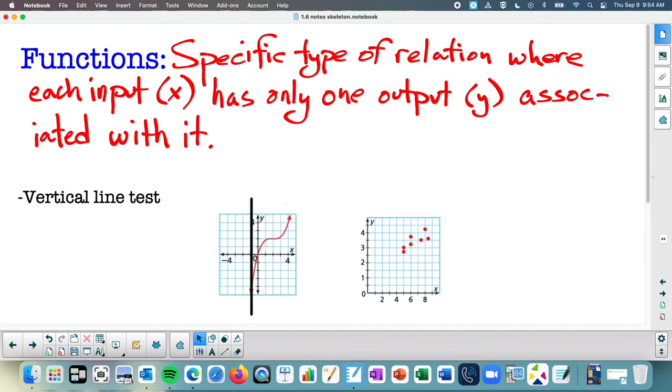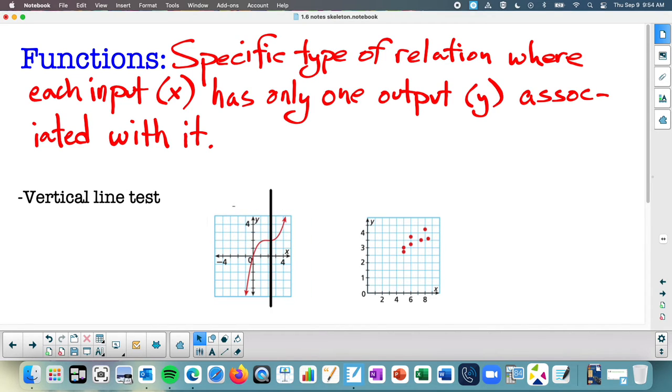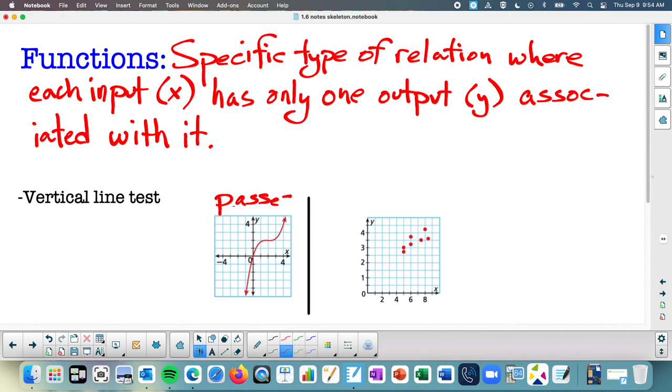And if your finger or pencil or line crosses twice at any time, something is not a function. This one, oh boy, that's the wrong one. This one, we would say passes the vertical line test because it never crosses more than once. So we would say this passes the vertical line test, and this would be a function.